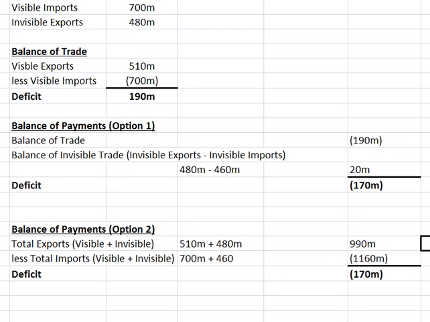The opposite of a deficit, of course, is a surplus, and that's where exports are greater than imports. But in this case, we have two deficits: a deficit in the balance of trade and a deficit in the balance of payments.